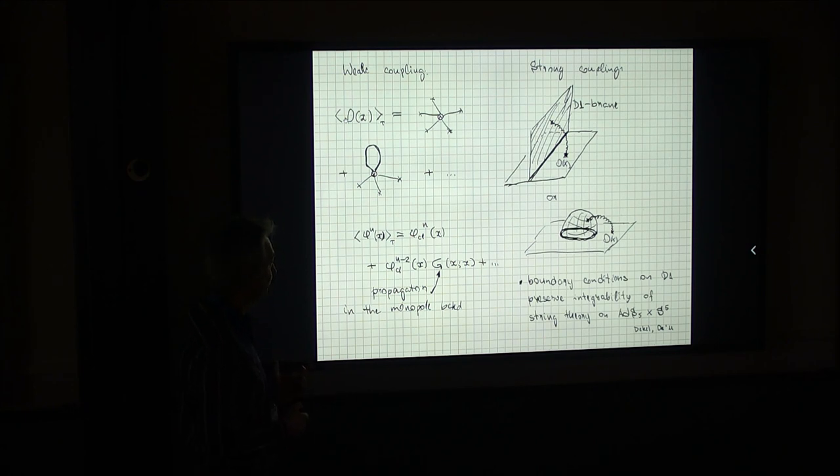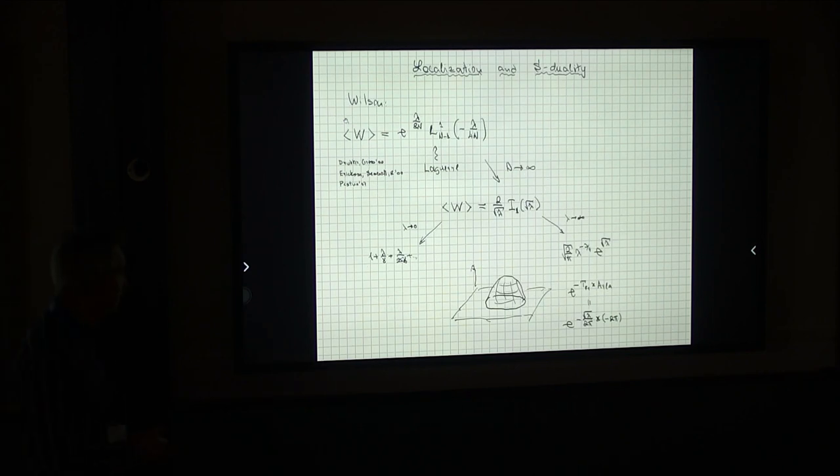At strong coupling, the 't Hooft loop is dual to a D1 brane in AdS. And operators are dual to supergravity modes, so we need to understand how supergravity modes couple to a D1 brane. The crucial point here is that this coupling preserves integrability of string theory in AdS5 cross S5, which was known since the work of Dekel and Oz. And it's natural to expect that quantum integrability will also be preserved, and so this setup will define an integrable system that's a boundary version of the usual AdS integrability.